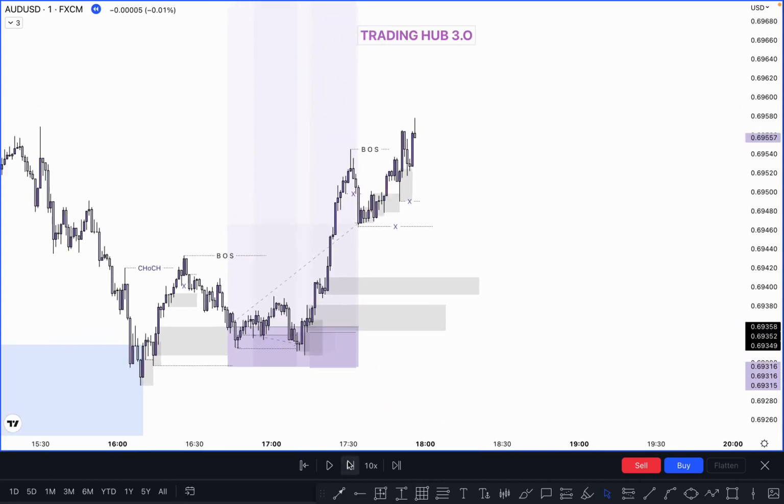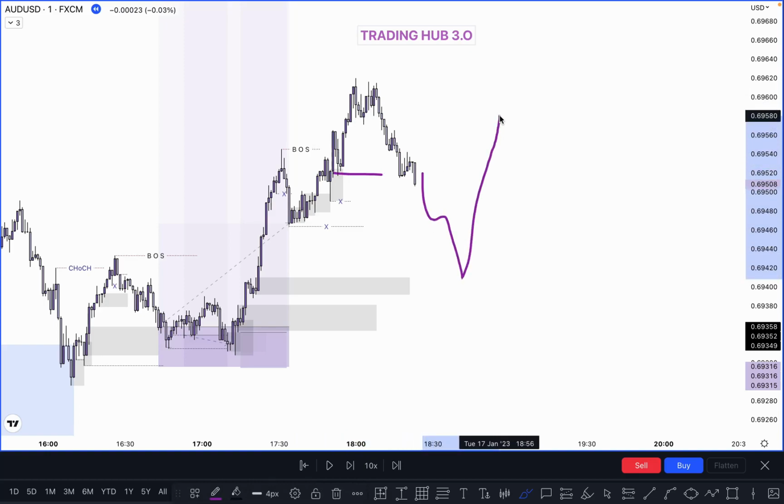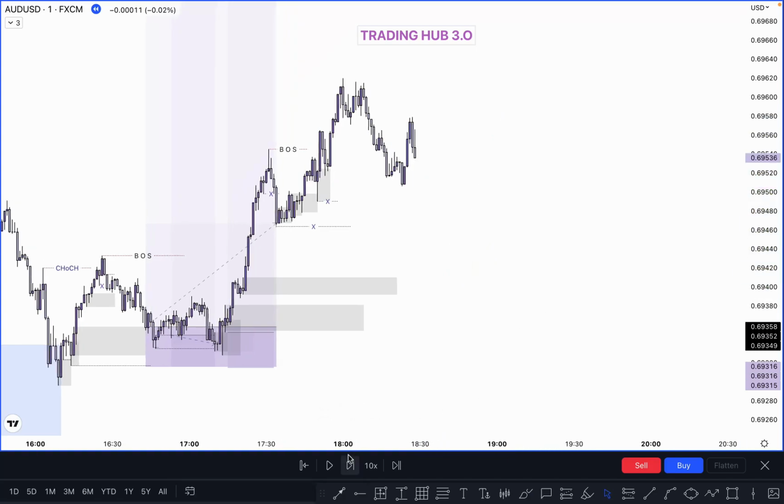So let's see what happened next here. And this choch is still valid and this inducement is still valid. There is no inducement here, and this is not an inducement as I mentioned, because inducement is always on the left side, which one is here, right? Like this. If price taps here, then definitely you can buy here, but you need additional confirmation before the buy. Okay, so let's see what happened next here.